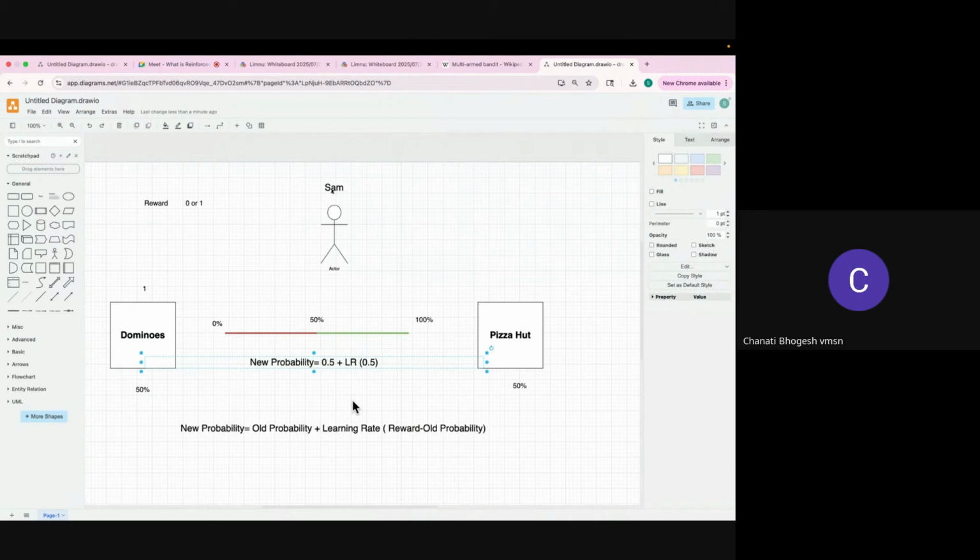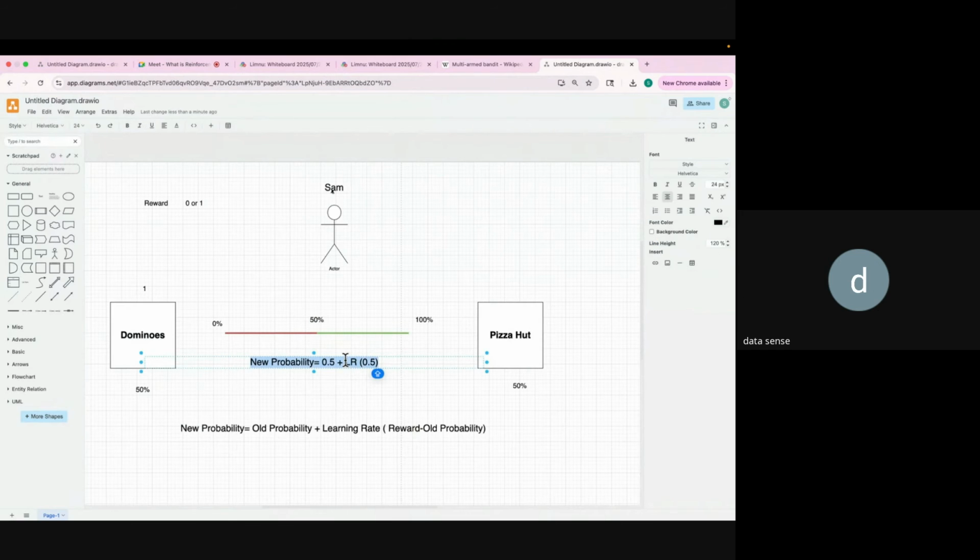He'll try Pizza Hut and Domino's, and the probability will be the same. The distribution will not change. His experience at any place will not affect his probability. Because see what will happen, this term will become 0. If the learning rate is 0, this will become 0. Am I right?